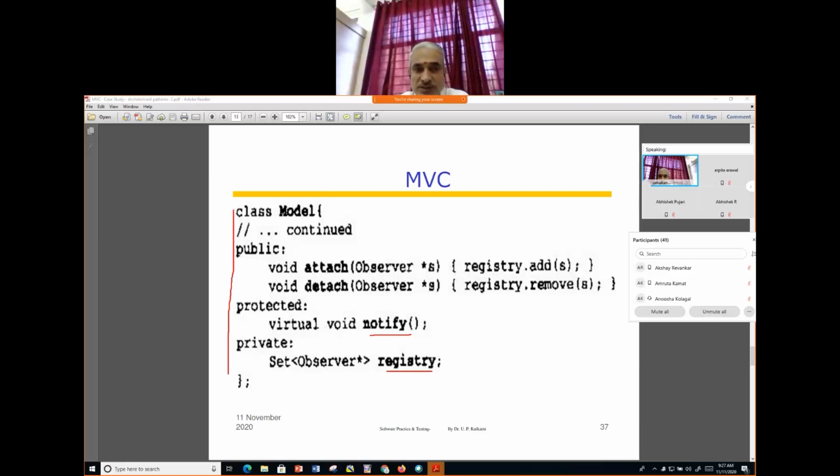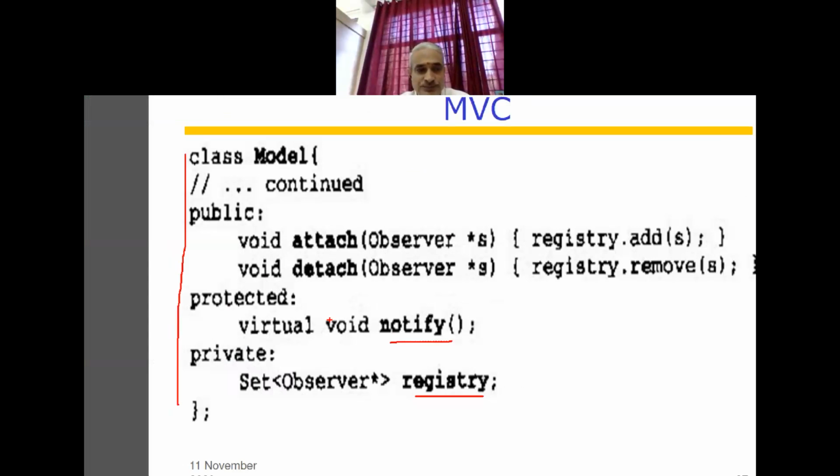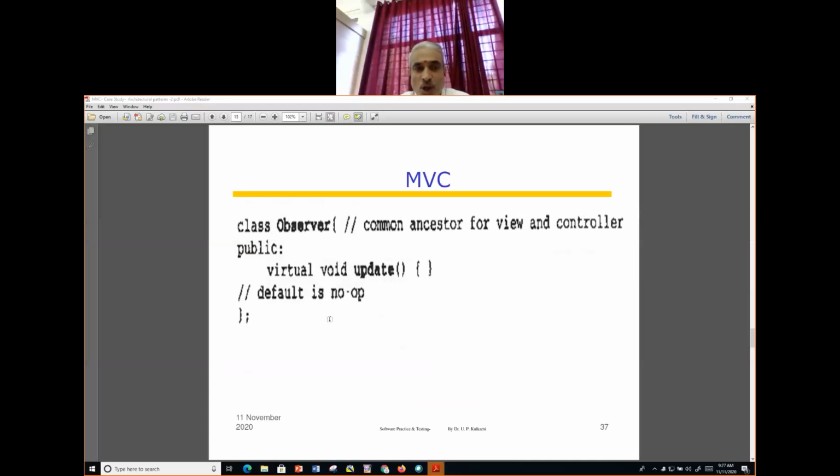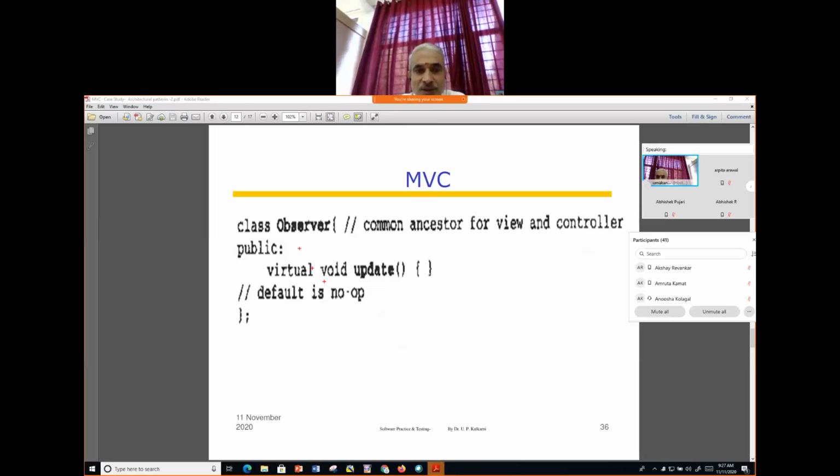How does it work? Now let's look into the observer. Every observer is common to all. It has one virtual method, in C++, the virtual method update.